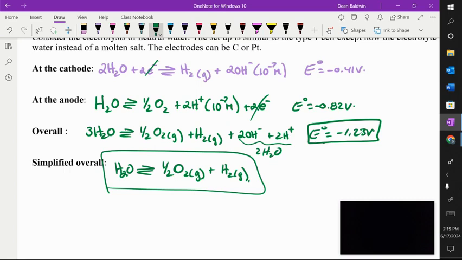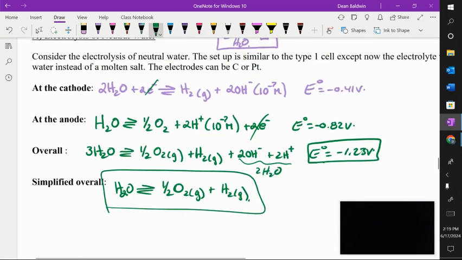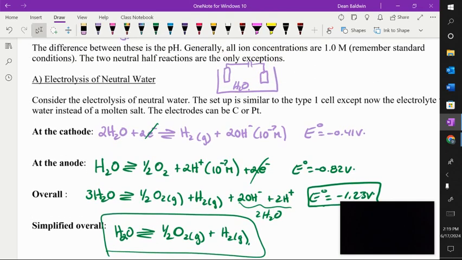Can I flip the page? How strong would the battery need to be? As long as it's bigger than 1.23 volts, you're good. Because this is just, we have a beaker full of water and we're running a current through it.